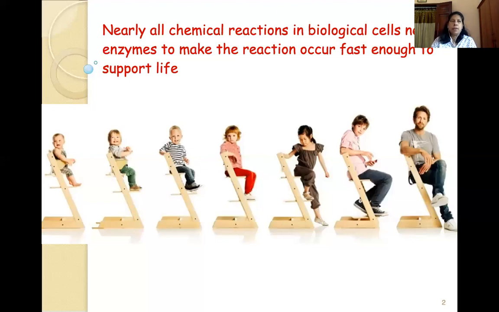I am not the nutrition person to explain those kinds of things in much more detail. But I think up to now, you have learned what kind of support we can get from enzymes.